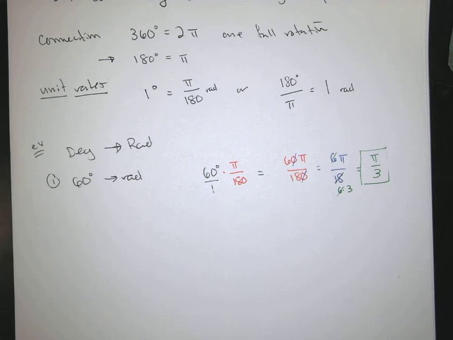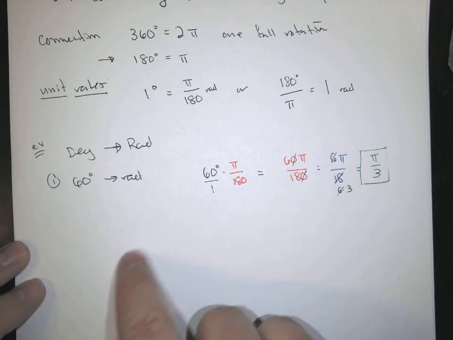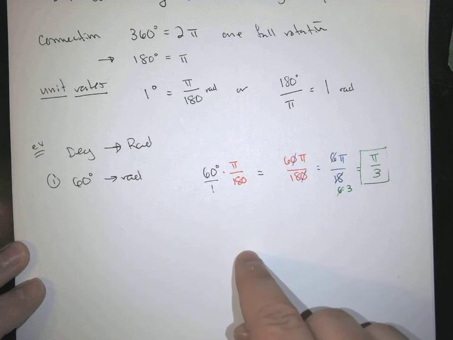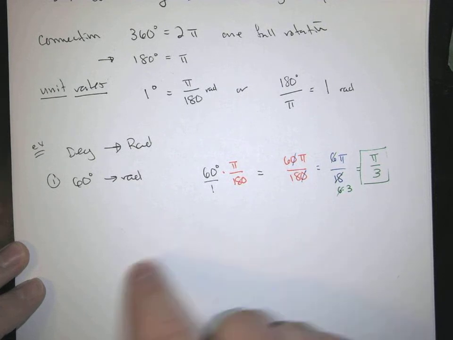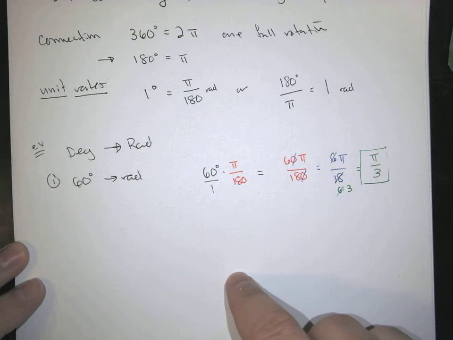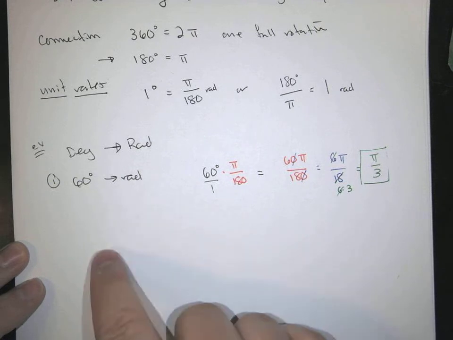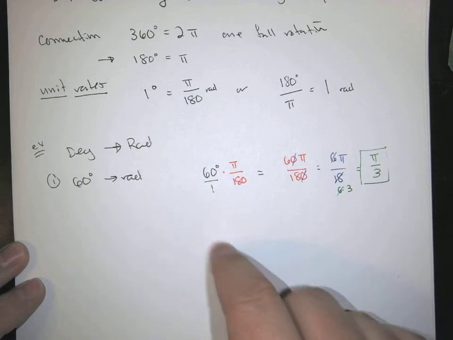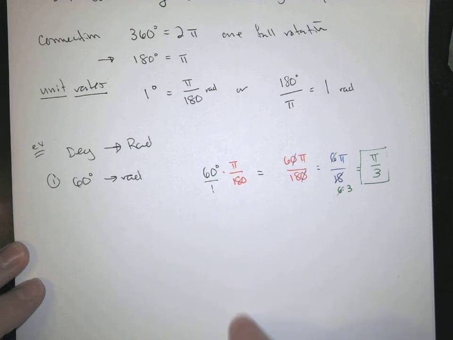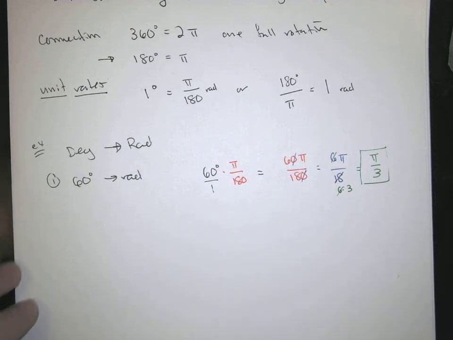60 would be 180 divided by 3, right? If 180 is halfway around, and we cut that into 3 chunks, 60 degrees would be the first of those chunks. 180 is 1 whole pi, so pi over 3 is 1/3 pi. Taking 180, cutting it into 3 chunks, that first chunk of 60 degrees would be pi over 3.